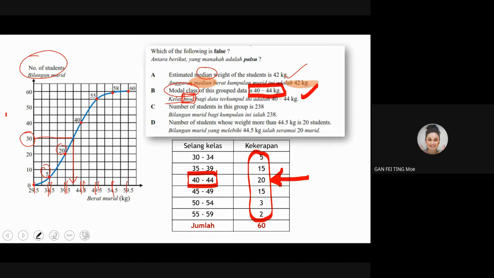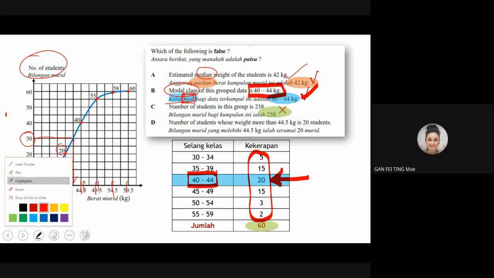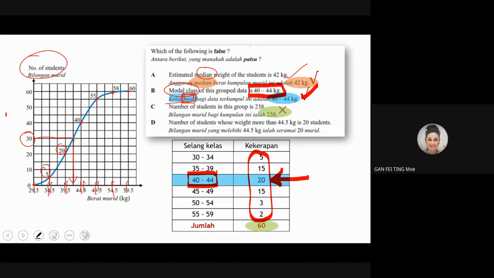Then how about D? The number of students whose weight is more than 44.5 kilo is 20 students. More than 44.5 means this part, the blue one. Are there 20 of them whose weights are more than 44.5? So what do you think? Yes or no? Is this true?